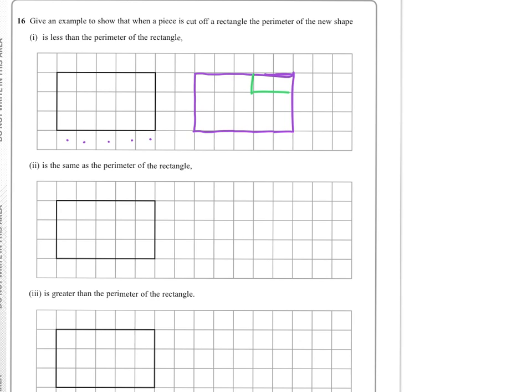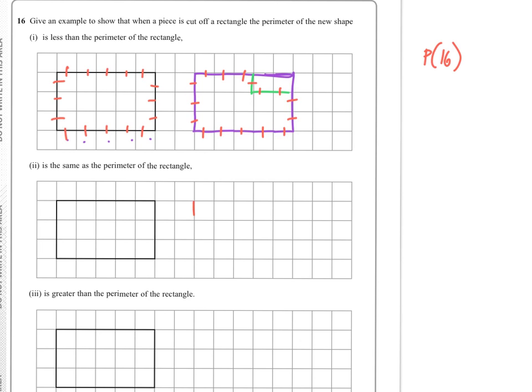Well, if we count round here, 1, 2, 3, 4, 5, 6, 7, 8, 9, 10, 11, 12, 13, 14, 15, 16. So the perimeter is 16 to begin with, but what is it now? 1, 2, 3, 4, 5, 6, 7, 8, 9, 10, 11, 12, 13, 14, 15. Still 16, you see. So we haven't actually made the perimeter any different.